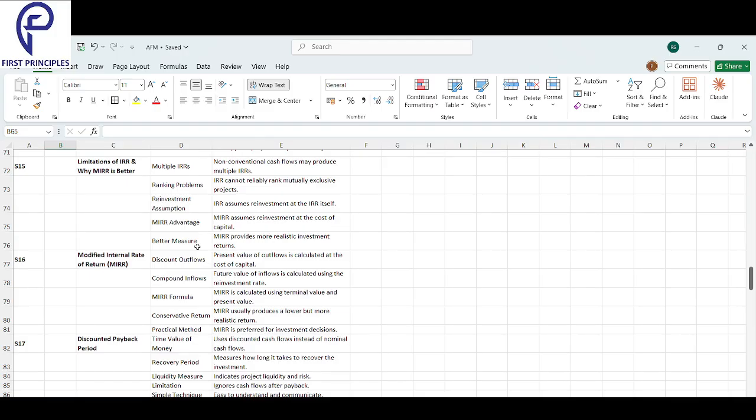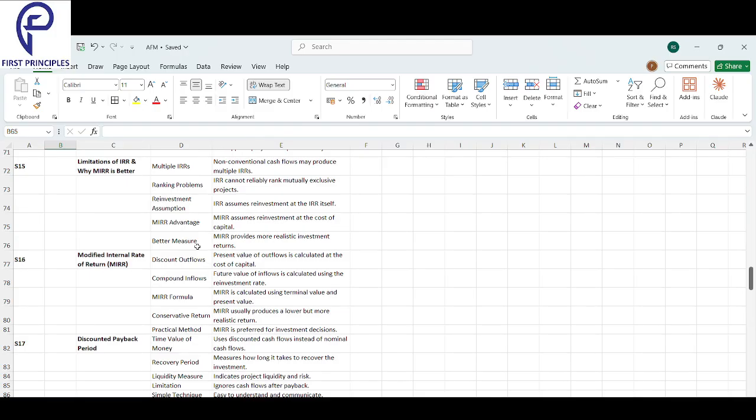So what MIRR does is assume that the reinvestment is at the cost of capital. So this one fundamental assumption is changed over here. MIRR assumes that the reinvestment is at the cost of capital, whereas IRR assumes that the reinvestment is at the IRR itself.